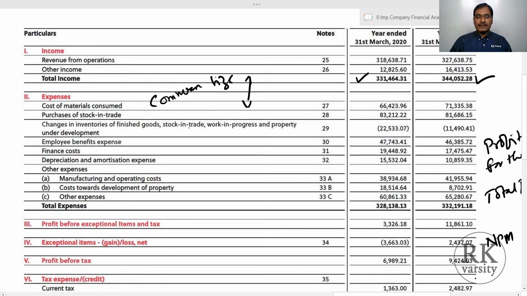This is how you need to calculate net profit margin using a real company's profit and loss accounts, and try to analyze and interpret.